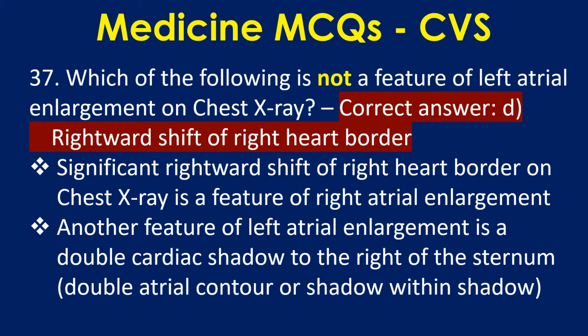Significant rightward shift of right heart border on chest X-ray is a feature of right atrial enlargement. Another feature of left atrial enlargement is a double cardiac shadow on the right of the sternum, double atrial contour or shadow within shadow.